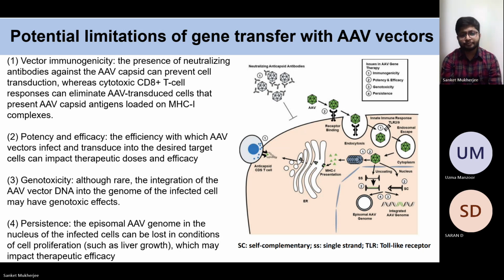And the persistence: the episomal adeno-associated vector genome in the nucleus of the infected cell can be lost in conditions of cell proliferation. So if the cells are proliferating and they are not transmitting the corrected virus, then we won't have a continuous expression of clotting factors. So that would cause a loss of clotting factors with time.